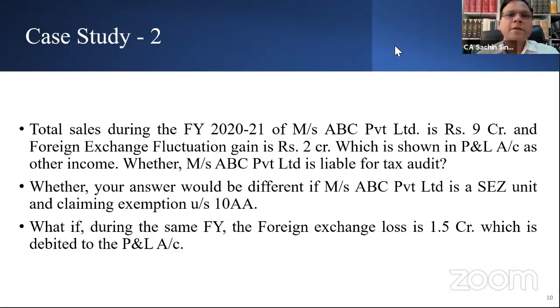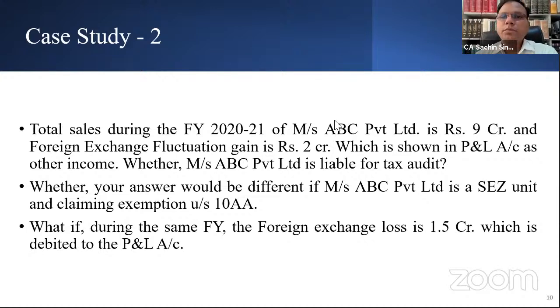Any answer on this? Kamlesh sir is saying no. Okay. So far 3-4 answers I have received and the majority is no. No, only business. Okay.